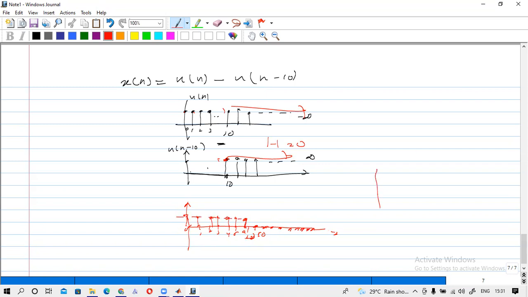Your signal is 0, 1, 2, 3, 4, 5, 6, 7, 8, 9, 10. So this is your impulse train. Right now we have discussed how to plot this. You have to define n from 0 to 9, then you can define the ones array to plot. Then you can plot.